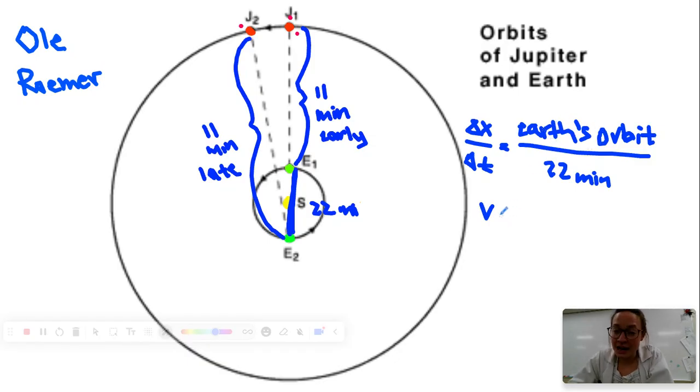So he came up with an actual number for the speed of light. Now, his number for the speed of light was not accurate for two reasons. First, because this estimation of these 11 minutes wasn't quite right. Second, because the known distance of Earth's orbital radius was not quite right at the time. So his number wasn't totally and precisely correct, but it was in the right kind of ballpark.